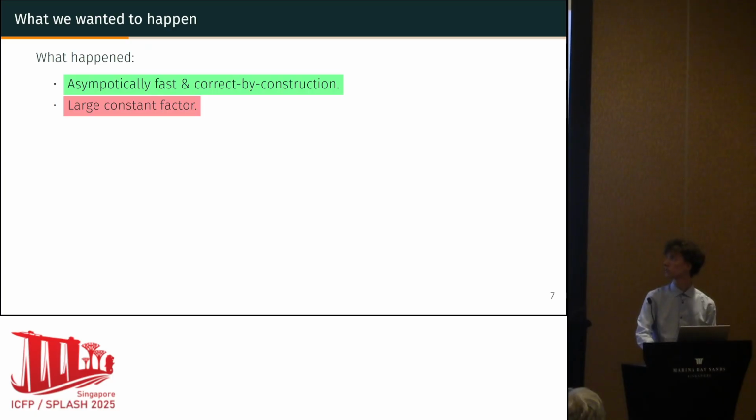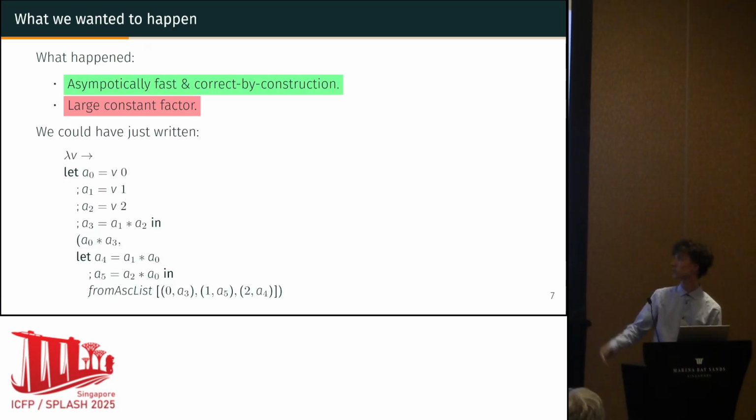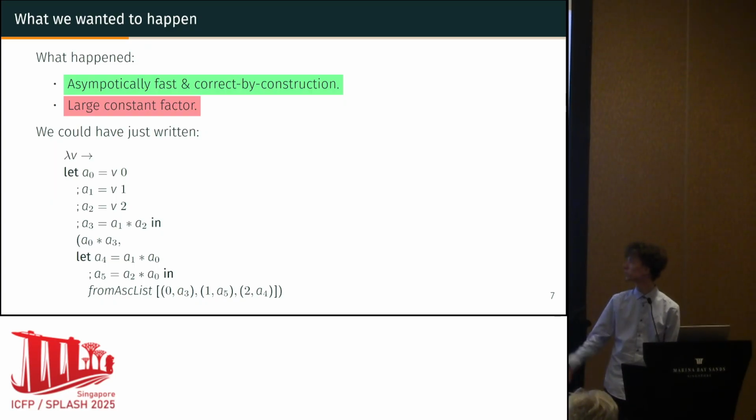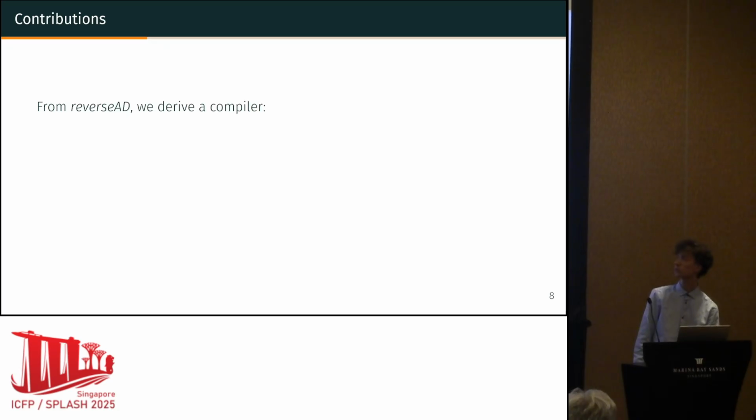In contrast, I could have just given you this not very self-explanatory piece of code, which also computes the derivative of xyz, but here you'll just kind of have to take my word for it that it does. However, the good news is that this is exactly the content of our paper. And in fact, I won't give you this piece of code. I'll tell you how to compute or calculate, derive a compiler from reverse AD.